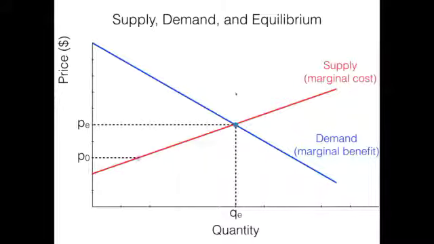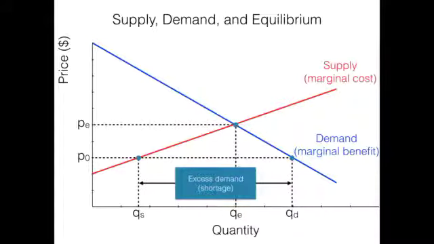So if we take a situation where the price is below the equilibrium, here at P0, we can see that we have a quantity supplied of QS, and if we follow that price over to the demand curve and downward, that gives us the quantity demanded. And at that particular price, P0, we have excess demand. That is where quantity demanded is greater than quantity supplied, and that gives us a shortage in the marketplace.